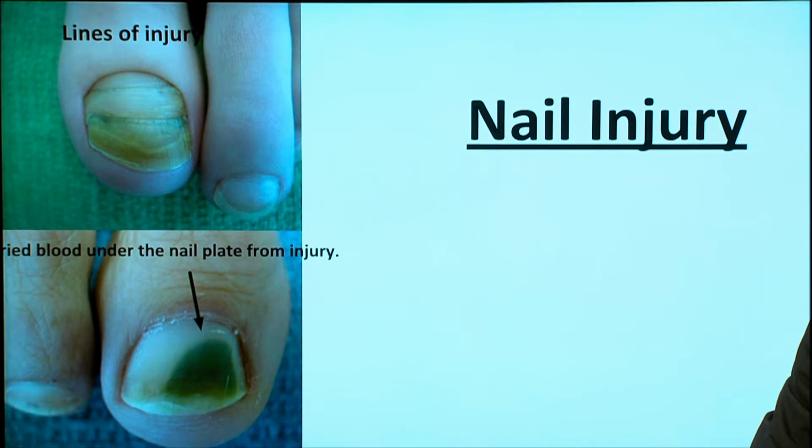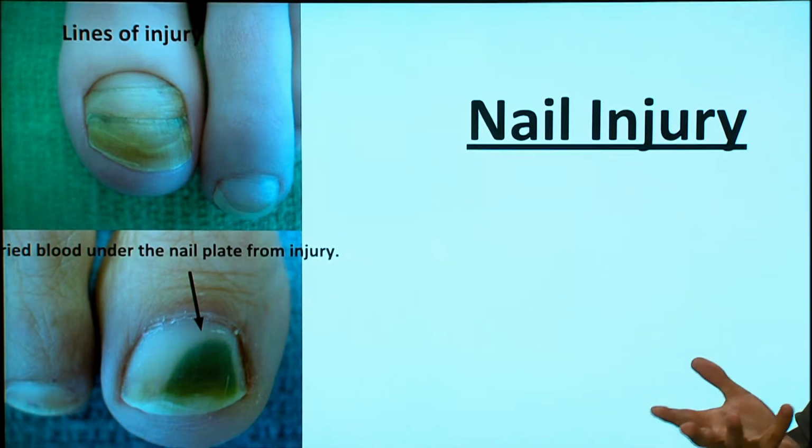The one on the top where there's a line, you just let it grow out. As long as it's not detached, as long as it's not painful, you can just let it grow out and snip it. The one on the bottom where it has the blood underneath, if the blood is stable and there's no problem, you can leave it there. If the blood causes the nail to detach, you can actually remove that detached nail and trim it back. So with a nail trauma, you don't have to do anything, but if it really hurts, you probably should do something.